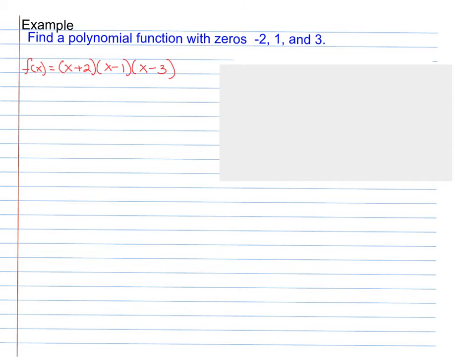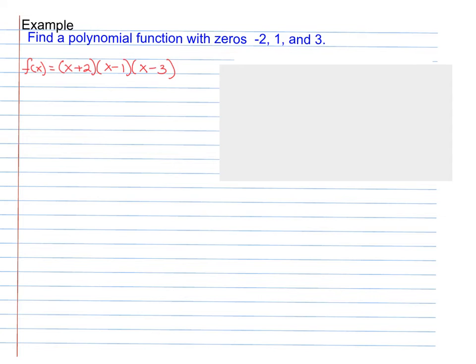The reason we did that, remember, when you solve for this, it's always going to be the opposite. So the opposite of 2 is -2. The opposite of -1 is +1. The opposite of -3 is 3. When we're solving, remember, we do the opposite operation because we're using the zero product property.